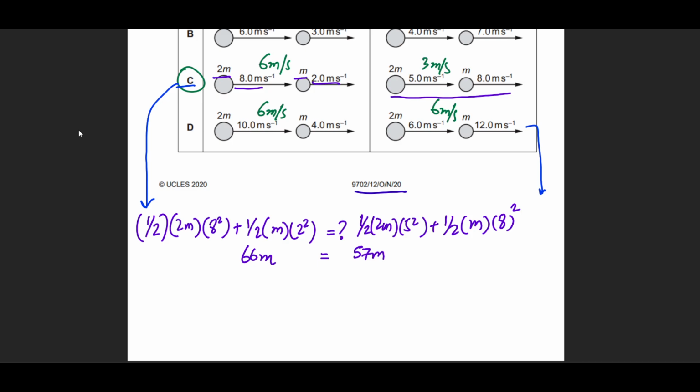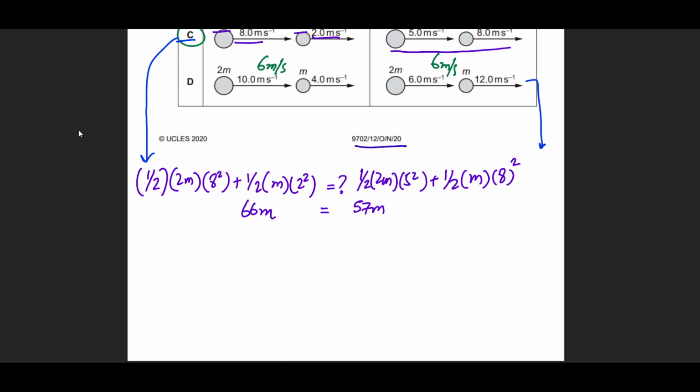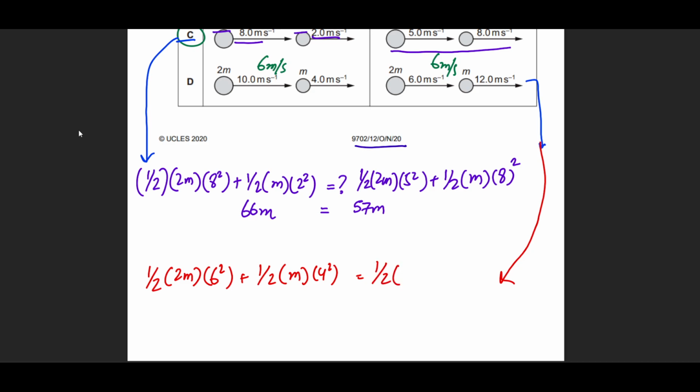So since kinetic energies are not equal, this is an inelastic collision, right? Now let's apply this same idea for option D. So 1 over 2 into 2m into 6 square plus 1 over 2 into m into 4 square equals 1 over 2 into 2m into 6 square, because we're using kinetic energy, so half mv square is the formula.